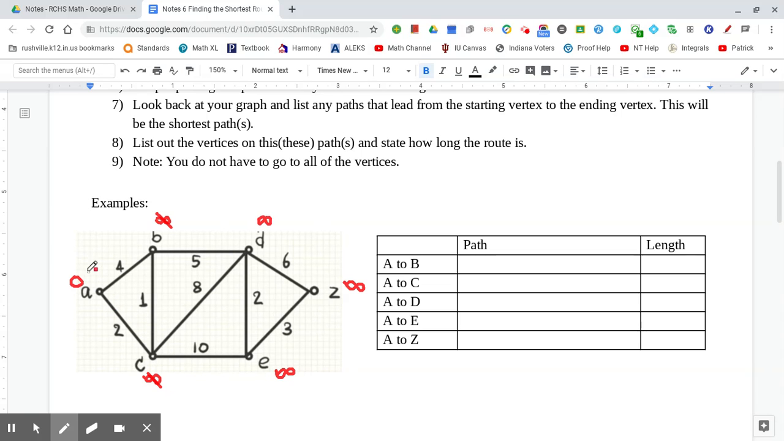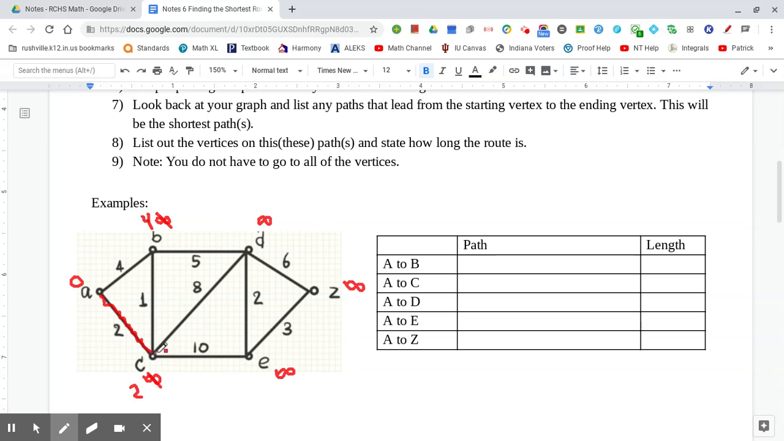So I'm going to cross this out, and I'm going to take the number associated with the previous vertex and add it to the weight of this edge. So 0 plus 2 is obviously going to give me 2, and 0 plus 4 is going to give me 4. Now I'm going to choose the one that's smaller. So A to C is the smaller. I'm going to go ahead and darken this edge right here.